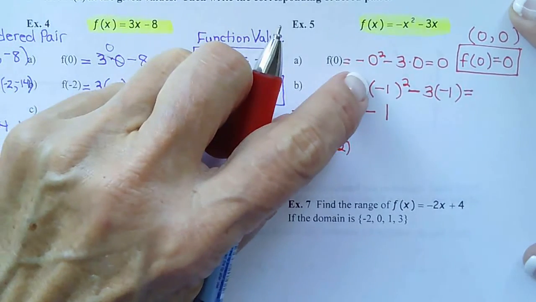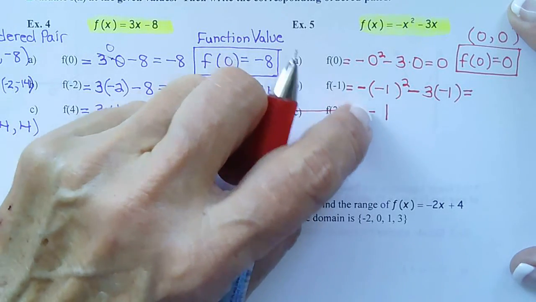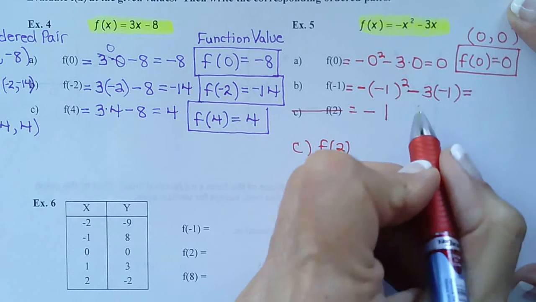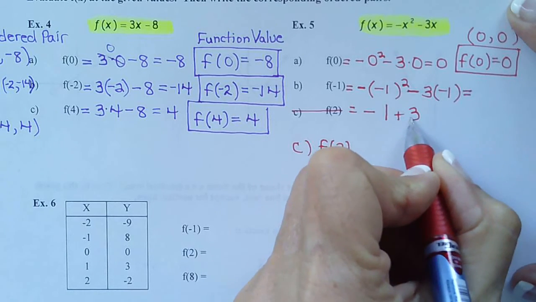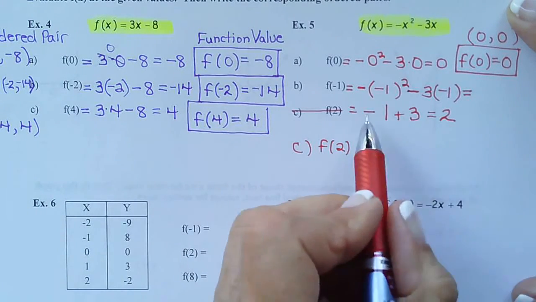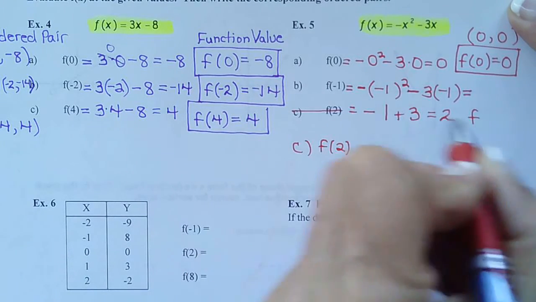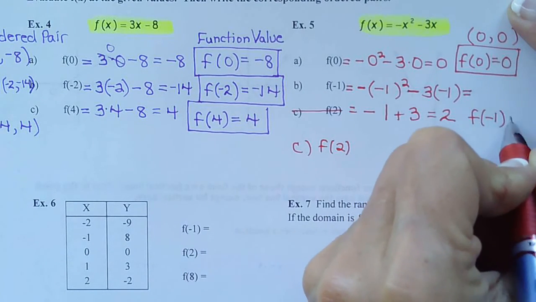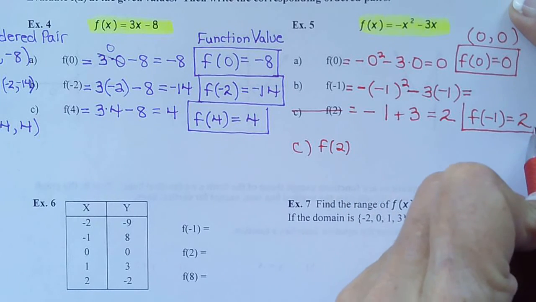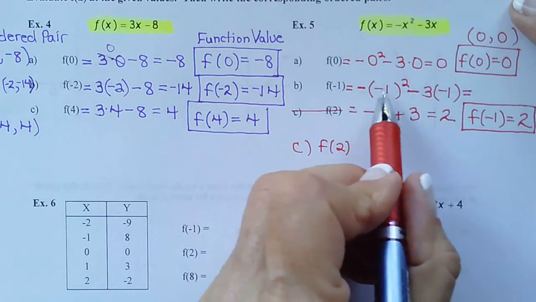So this gives me positive 1, and that says change the sign. And then I have a negative 3 times a negative 1, which is positive 3. So that is 2. 3 minus 1 is 2. So that means f of negative 1 is 2. And I will tell you that one is missed a lot on the test, just because of that right there.